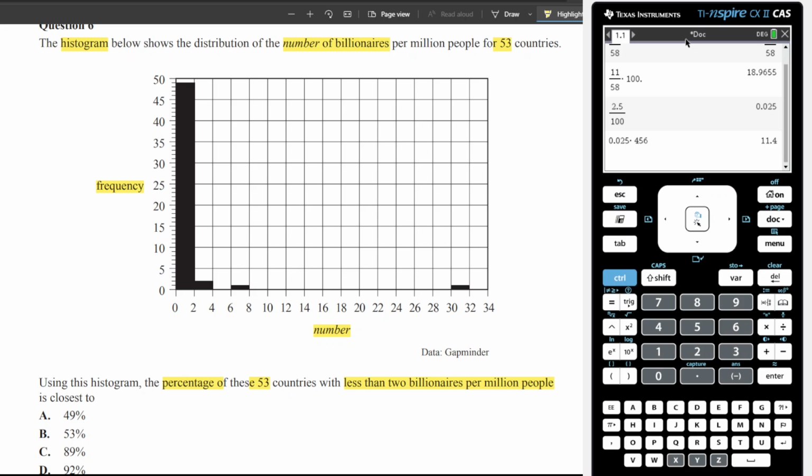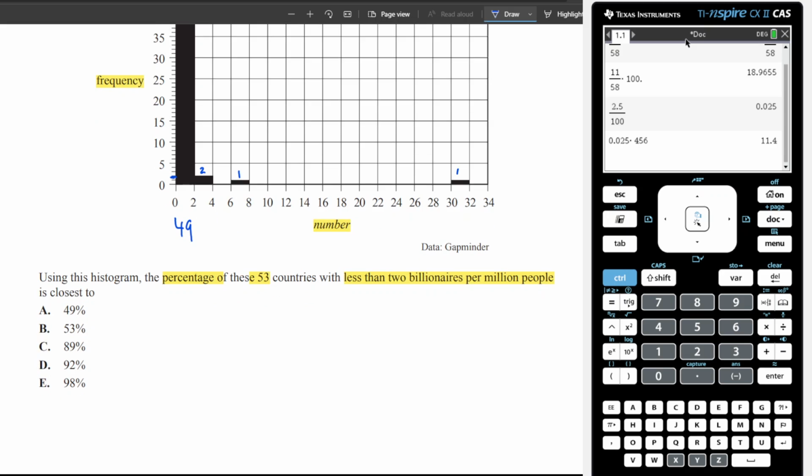All right, well, they're interested in how many is less. So let's have a look. They've told us there are 53 countries. If we look really closely at the scale, it appears that there are 49 countries that have less than 2. Let's just double check. We've got 2 in this column, 1 here, 1 here. So when we add up 49 plus 2 plus 1 plus 1, we get 53. So there are 49 countries.